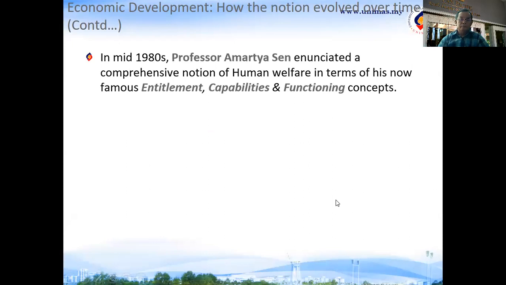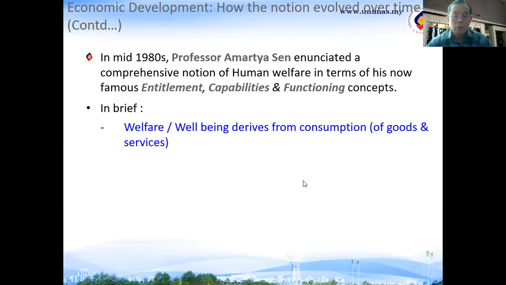Okay, as a result of that, I have mentioned last week the human development approach to development, whereby Professor Amartya Sen came up with the theory on the notion of human welfare in terms of the now famous entitlement, capabilities, and functioning concepts. So in brief, according to Professor Amartya Sen, welfare or well-being derives from consumption of goods and services. In other words, people are well taken care of if they have enough goods and services. So that's the welfare, the well-being of the people.